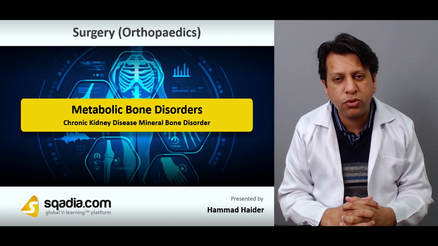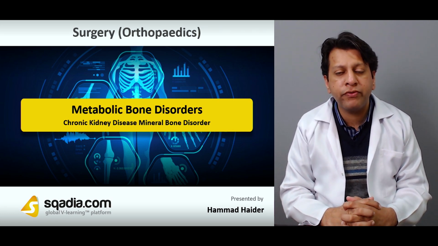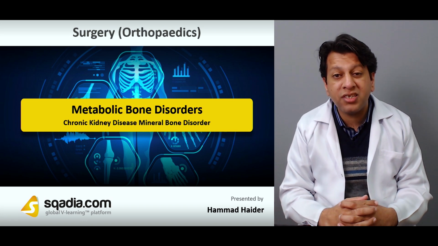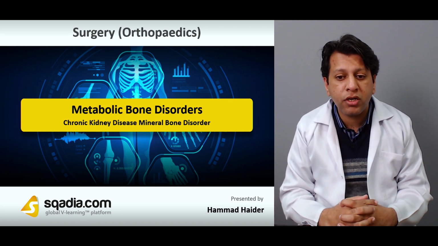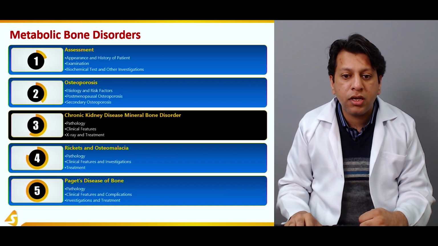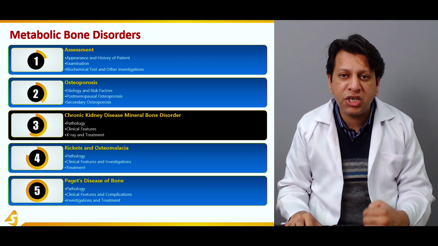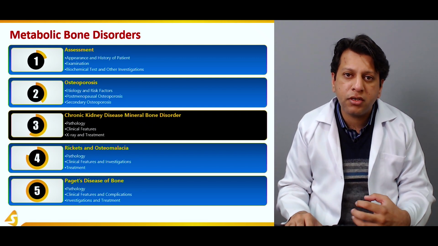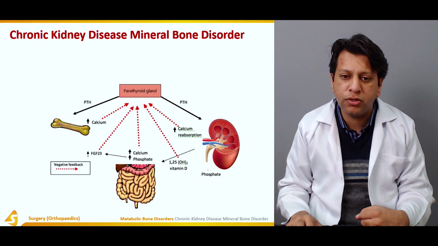Now we'll be going through one of the very important causes of metabolic bone disease, called renal osteodystrophy, or chronic kidney disease associated renal bone disorder. In this, we'll be going through the pathology, the clinical features, x-rays and treatment of chronic kidney disease, especially if it is causing bone disorders.